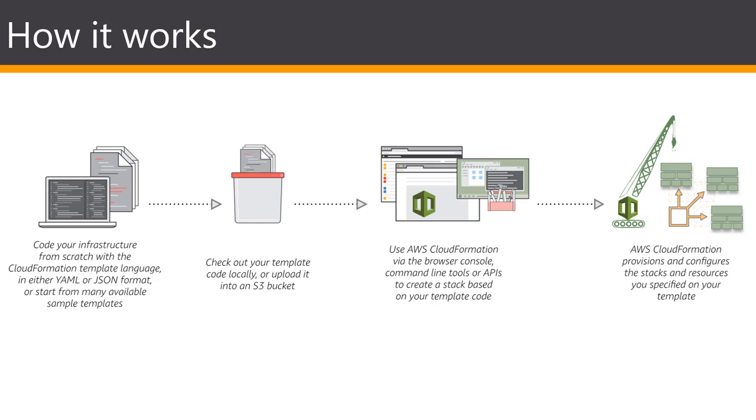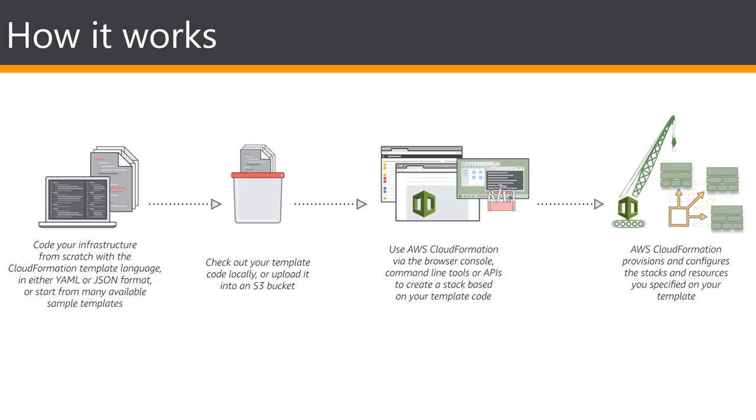So basically, how does that actually happen? Well, it's actually a fairly simple process in terms of you code your infrastructure from scratch. So we're going to use either a JSON type file or a YAML type file. So both of them are acceptable depending on which one you're more comfortable with, which one you have more expertise in. So we're going to code everything in those files in terms of all of the resources that you want to launch.